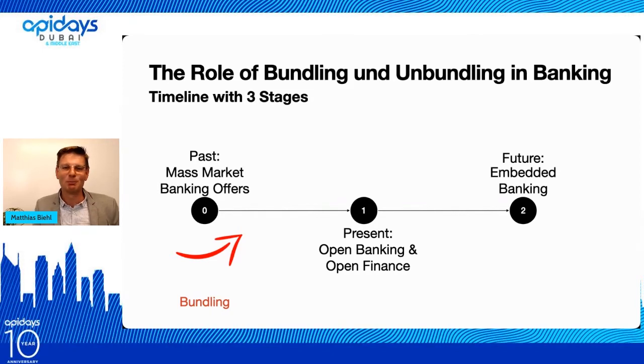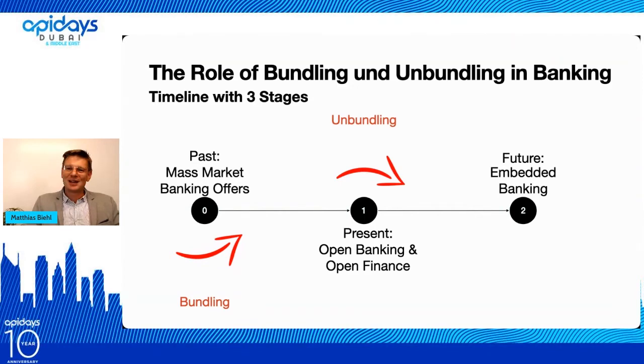So on our timeline that I started with, we have seen so far that in the past we focused on efficiencies and we bundled banking products together into a big mass market banking offer. So when you had, for example, a mortgage, then you were very likely to also have a checking account and your credit card with exactly the same bank. And that was a result of the bundling.